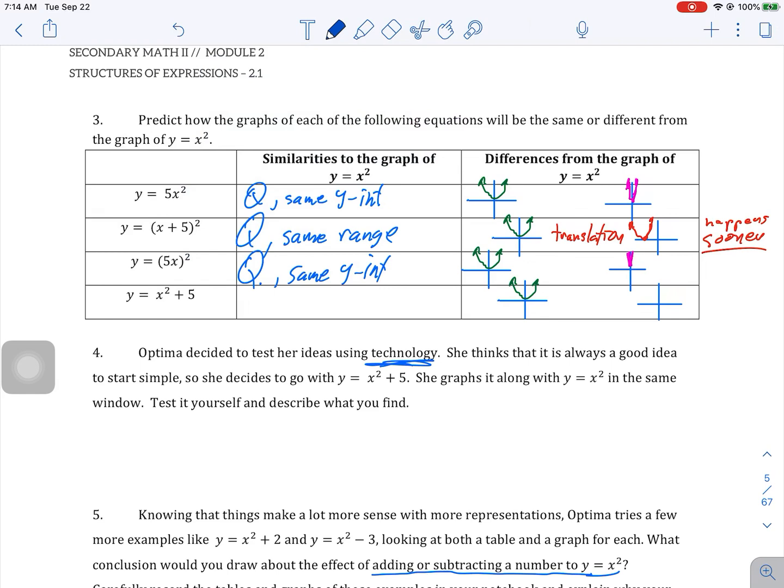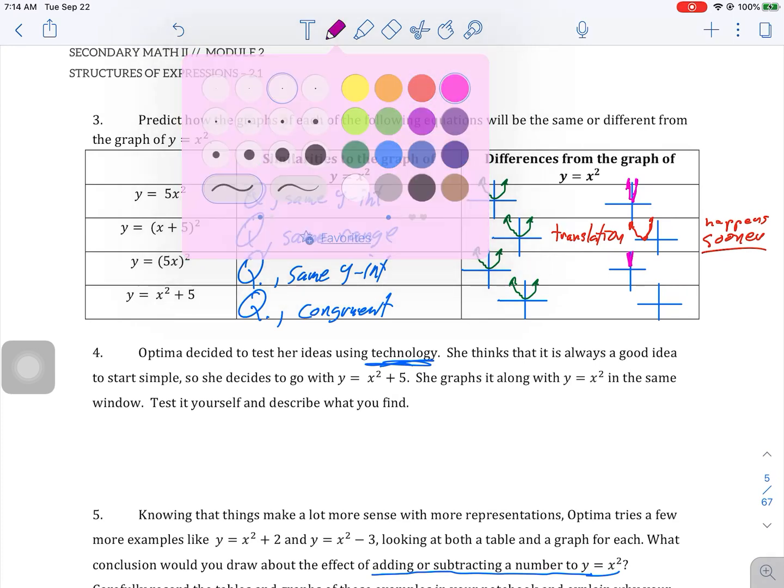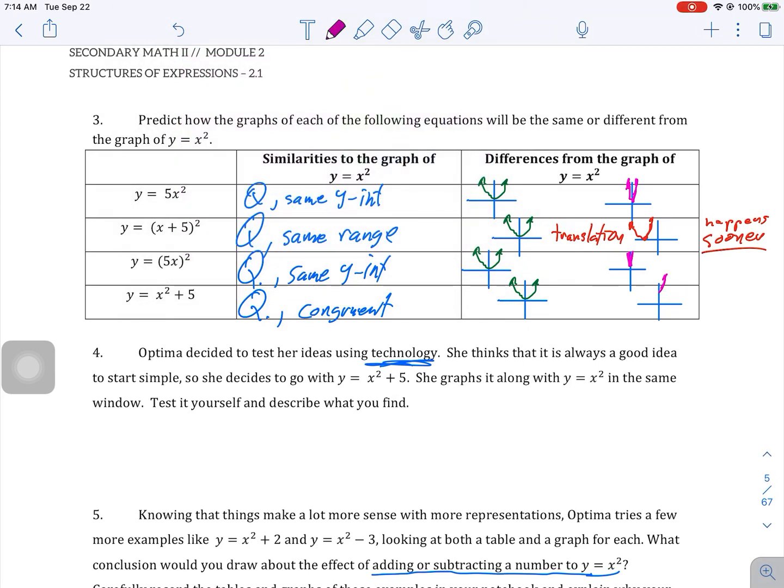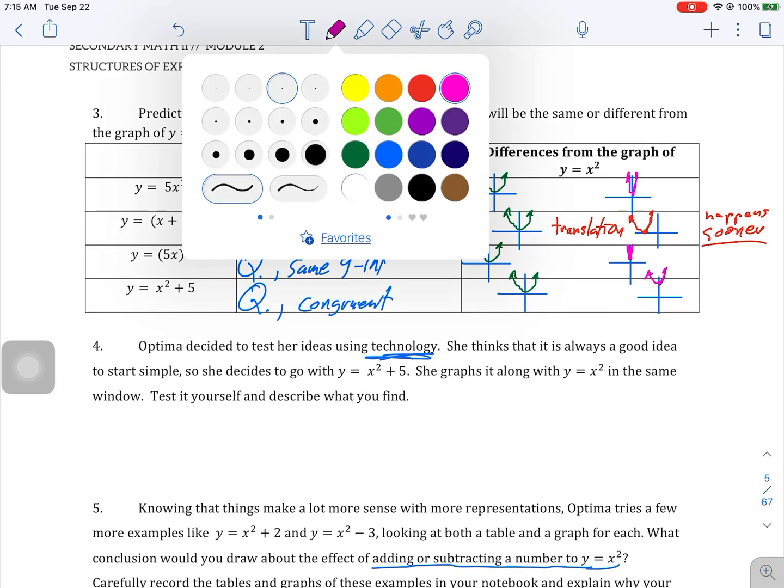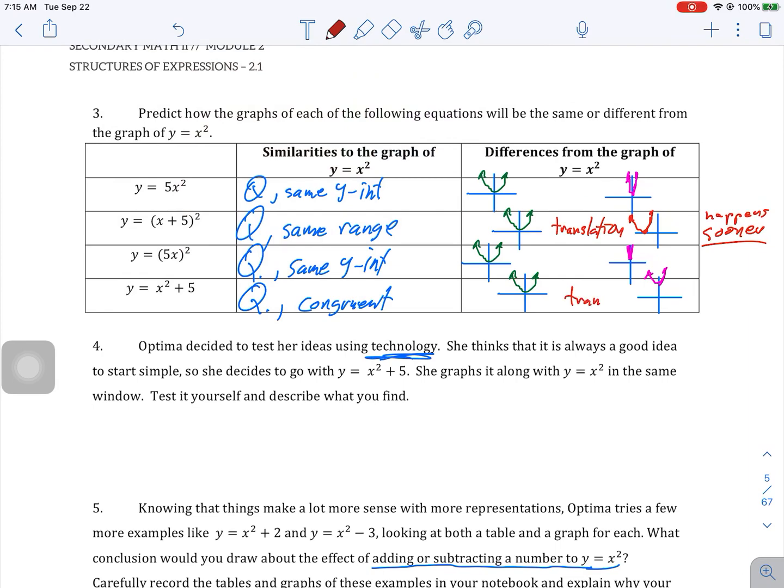Then we've got the last one, which is also quadratic. Okay, but the difference here is that you're going to be adding 5, so it's quadratic, and it's really a translation, is what we can think of. So it's congruent, you could say that. And the difference when we look at this is that from the graph standpoint, it's going to start higher, but the shape should be the same. So this one is also a translation.